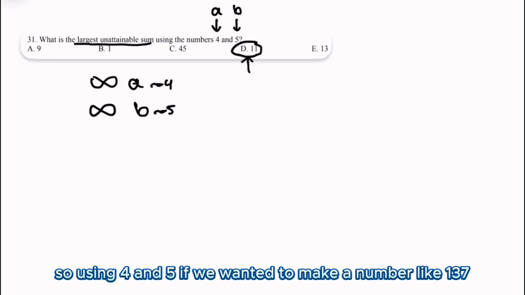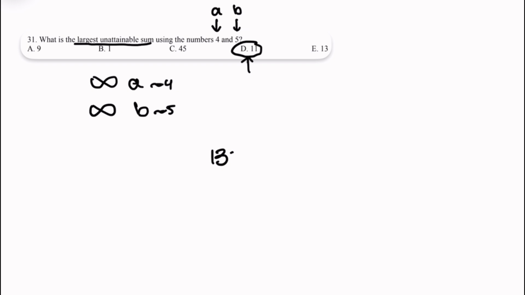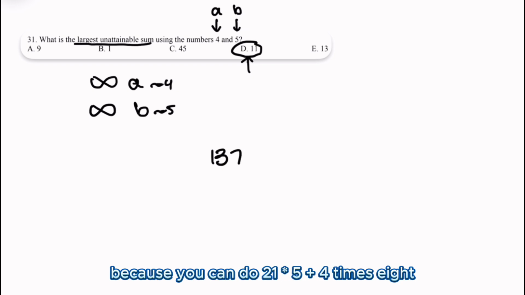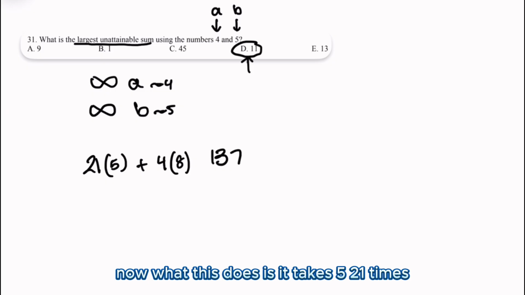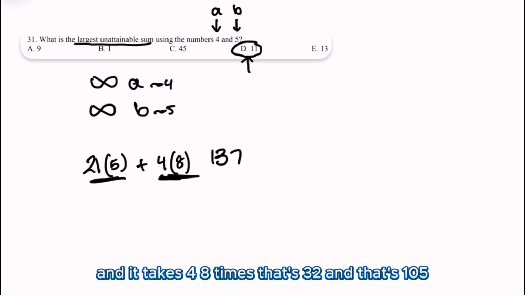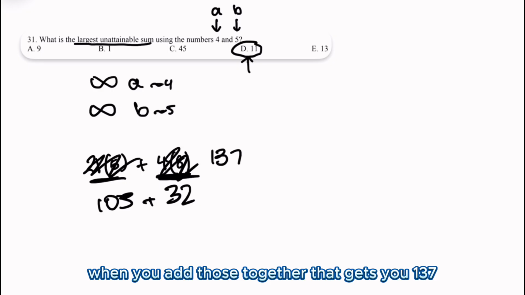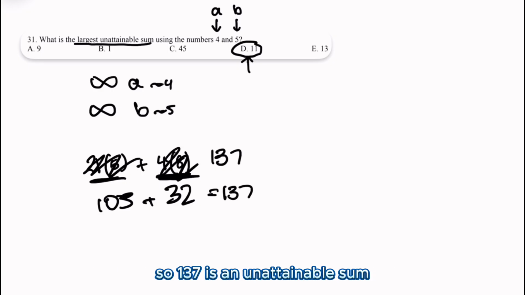these up? So using 4 and 5, if we wanted to make a number like 137, this is possible to make because you could do 21 times 5 plus 4 times 8. Now, what this does is, it takes 5 21 times, and it takes 4 8 times. That's 32, and that's 105. When you add those together, that gets you 137. So 137 is an attainable sum.